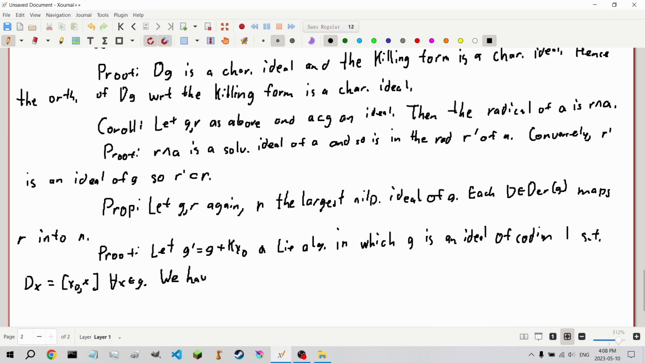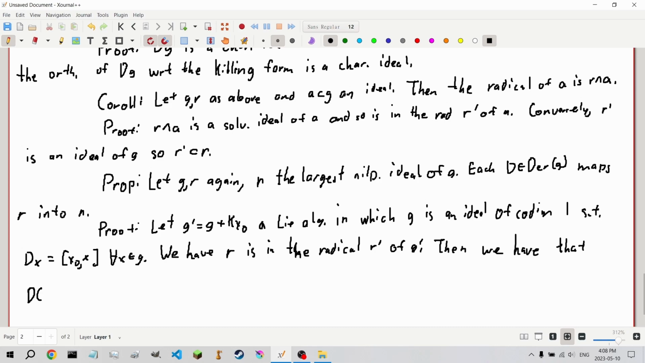We have from a previous result that R is contained in the radical R prime of G prime. Then we have that the derivation on the radical is the adjoint of x naught on the radical, which is contained in the intersection of the derived algebra of G prime and the radical of G prime, which is equal to S prime, is what we're going to call this.